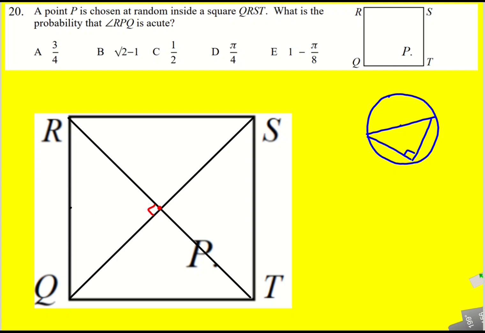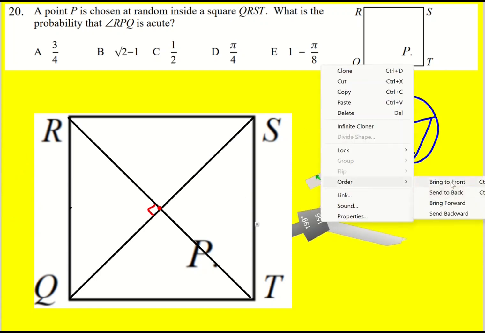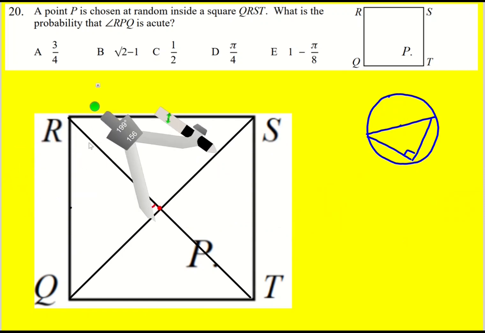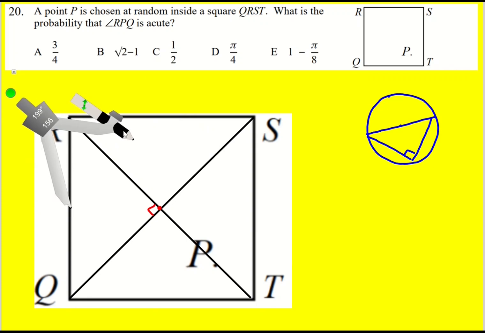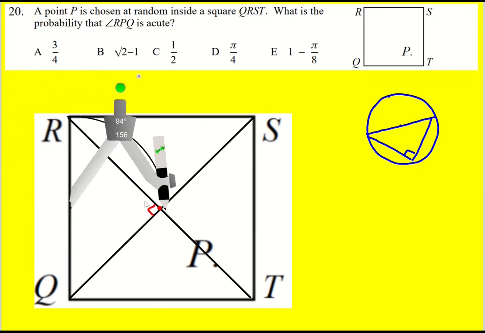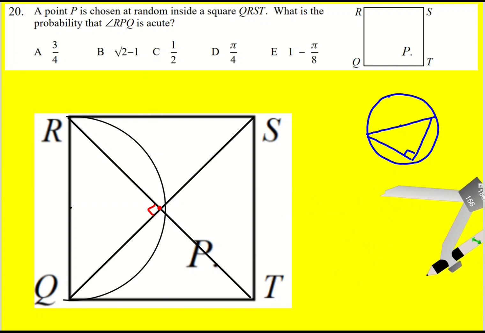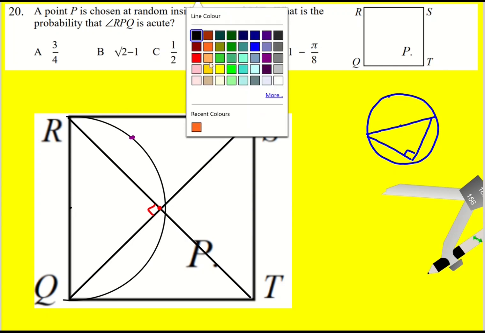So if we make RQ the diameter of a circle, let me just bring this to the front. Okay, so I'm going to go for the midpoint of RQ, and now I'm going to draw a circle. You have to judge where the midpoint is. Don't worry about doing it really precisely, you can just draw a semicircle. You can see I haven't quite hit that middle bit. It wasn't perfect.